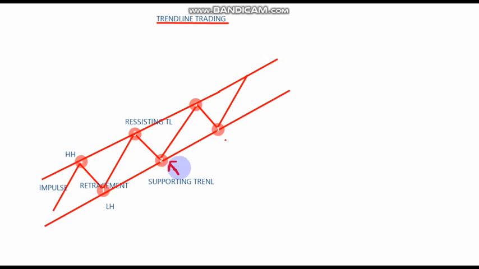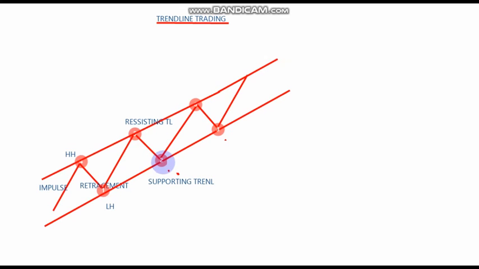Now let me make the charts very clear so you understand what I mean. Good. Now this is a resistive trend line and a supportive trend line, and these are higher highs, lower lows, lower highs, higher highs, lower highs.